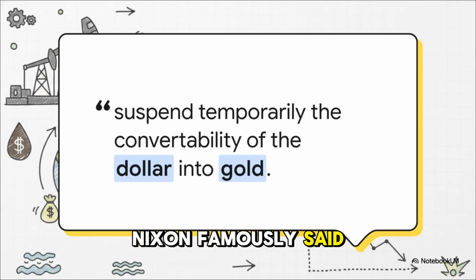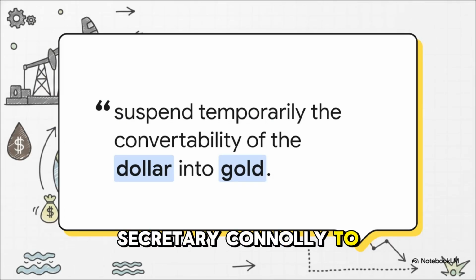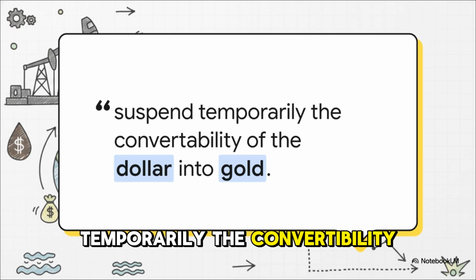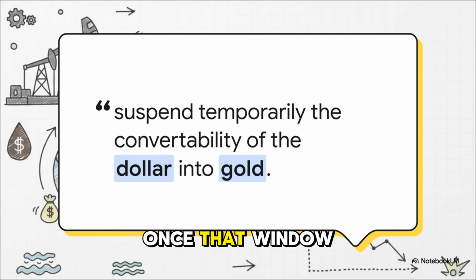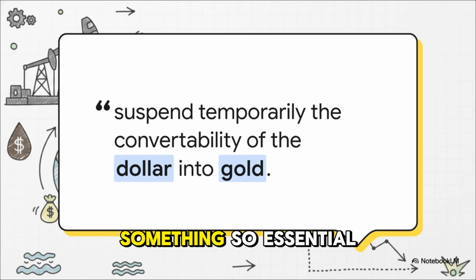Nixon famously said, "I have directed Secretary Connally to suspend temporarily the convertibility of the dollar into gold." Once that window shut, it meant that the dollar was now backed by absolutely nothing but trust. And well, right at that exact moment in the 1970s, trust was incredibly scarce. Inflation was getting ugly, and the world's most vital commodity was actively being weaponized against the US. America desperately needed a new plan, a new anchor for its currency. Something so essential that the whole world would have absolutely no choice but to keep using US dollars.